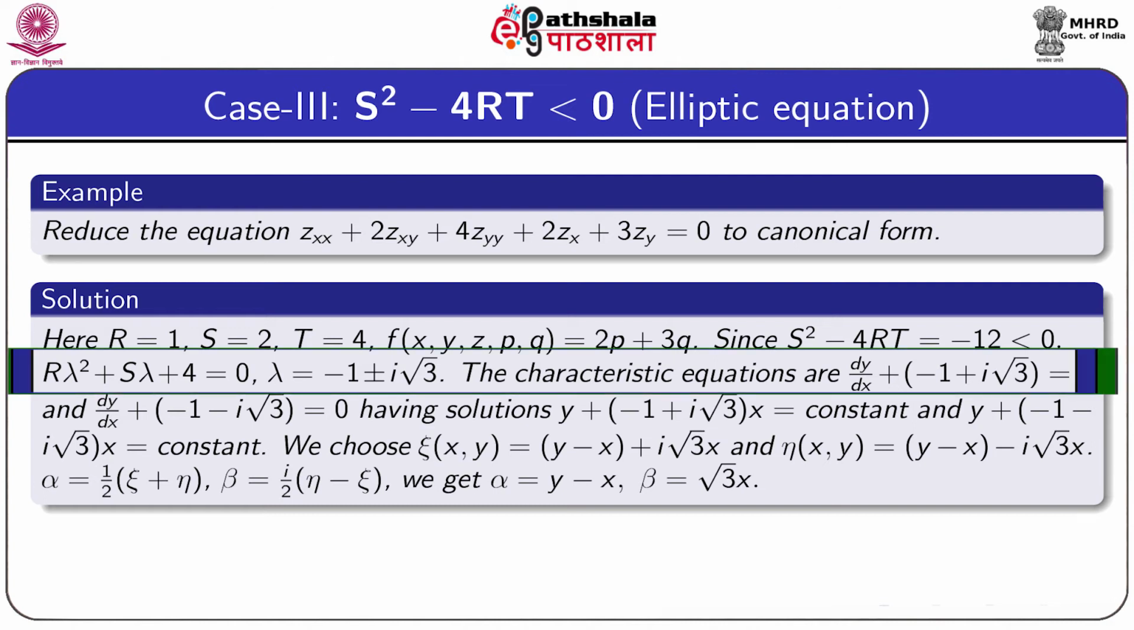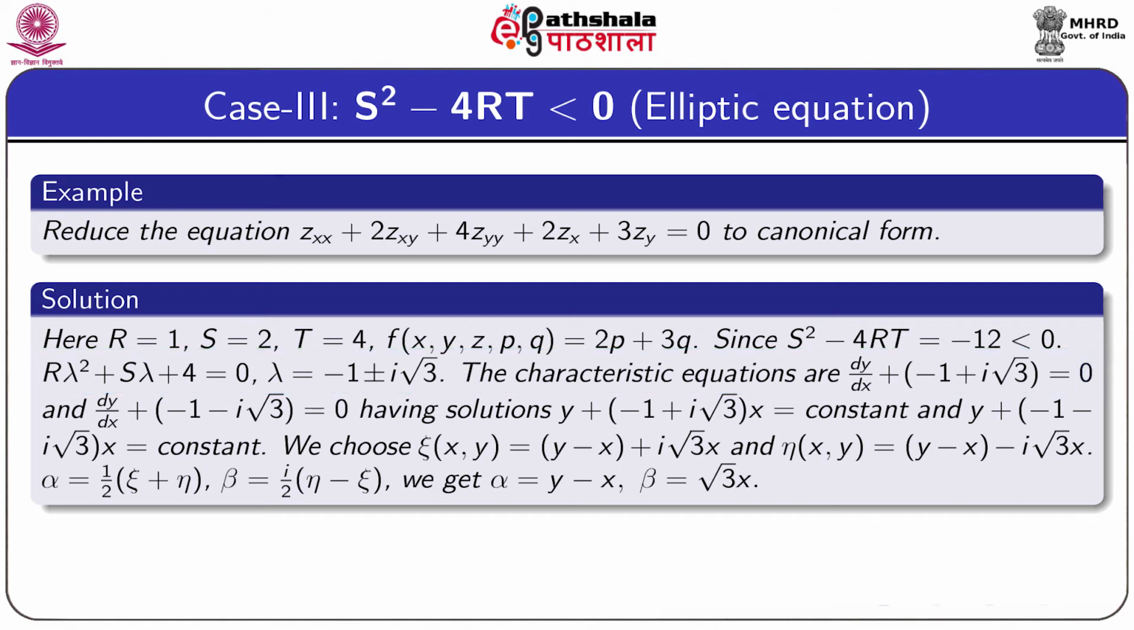And the quadratic equation r lambda square plus s lambda plus 4 equals 0 has two complex roots, minus 1 plus minus i into root 3. So, the characteristic equations are dy dx plus lambda 1 equals 0 and dy dx plus lambda 2 equals 0, where lambda is minus 1 plus minus i root 3. It has solutions y plus lambda 1 x equals constant and y plus lambda 2 x equals constant. So, we can choose xi as y minus x plus i into root 3 x and our eta as y minus x minus i into root 3 x.